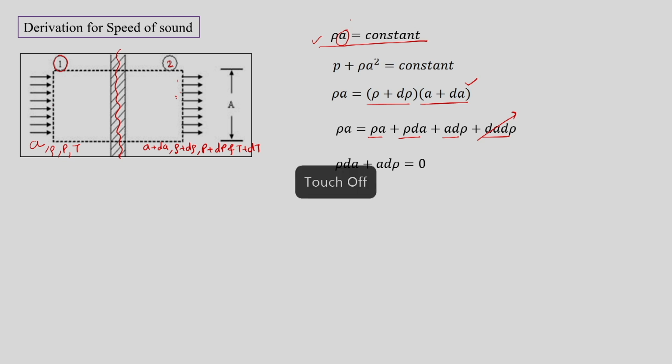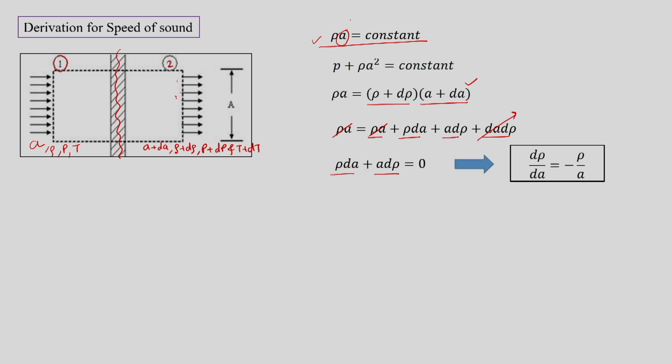And then further we know that rho A can be cancelled, so we get an expression which says that rho dA plus A d rho is equal to 0. So we get d rho by dA is equal to minus rho by A. So this is what we could achieve from the mass conservation equation across the sound wave.